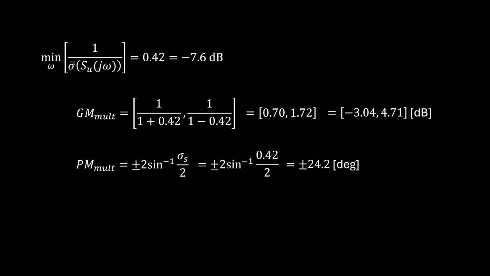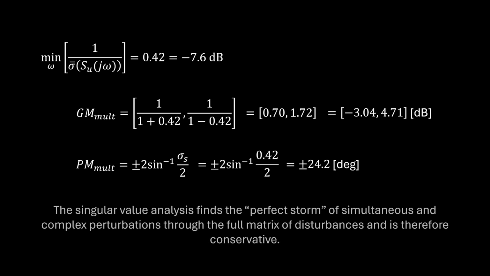I know what you're thinking. These numbers look low. Usually for a scalar system, we demand at least 6 decibels of gain and 30 degrees of phase margin, but remember this context. This is the guaranteed floor. It assumes the universe is conspiring to hit us with a full matrix of disturbances in the absolute worst case direction simultaneously. Because this test guards against such an unlikely perfect storm, it's naturally conservative.